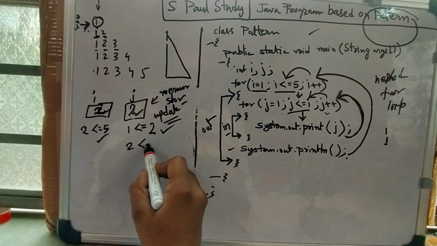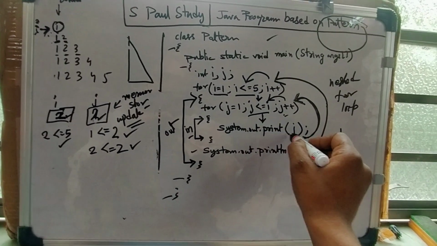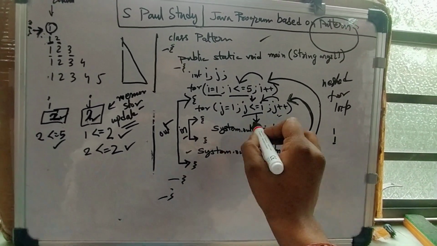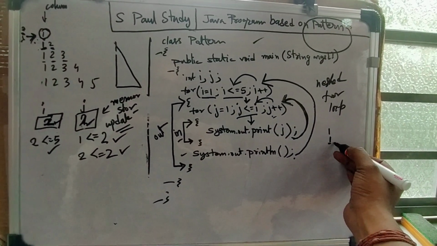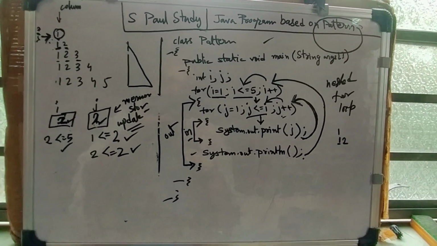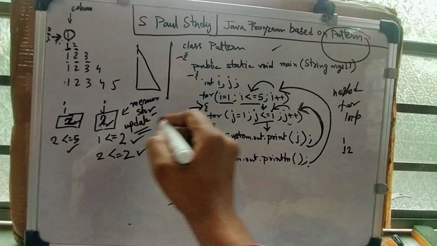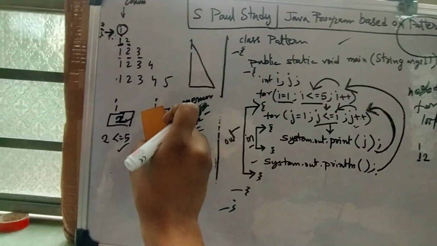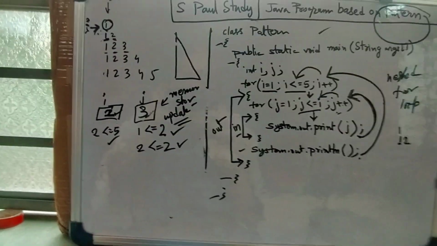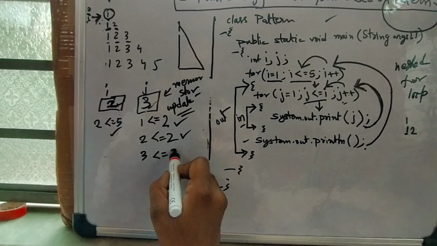2 less than or equal to 2, yes, correct. Once correct, it comes down and prints the value of j. This is for the same line, System.out.print means the same line. It will print 2. Once printing is done, it increases by 1 again. Now j is 3.